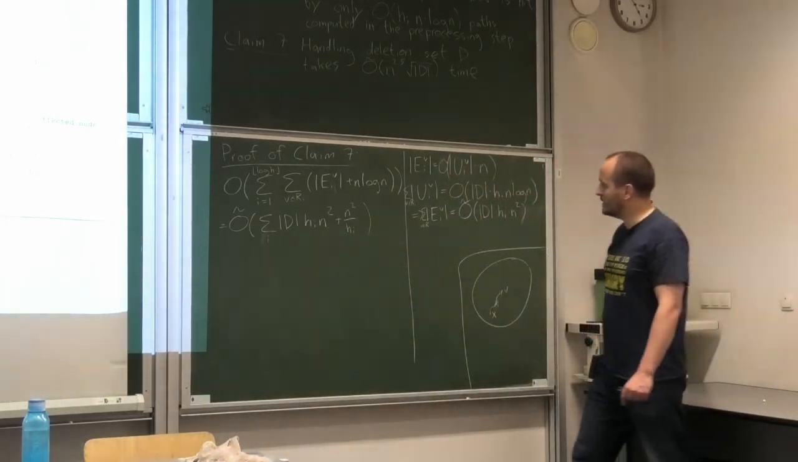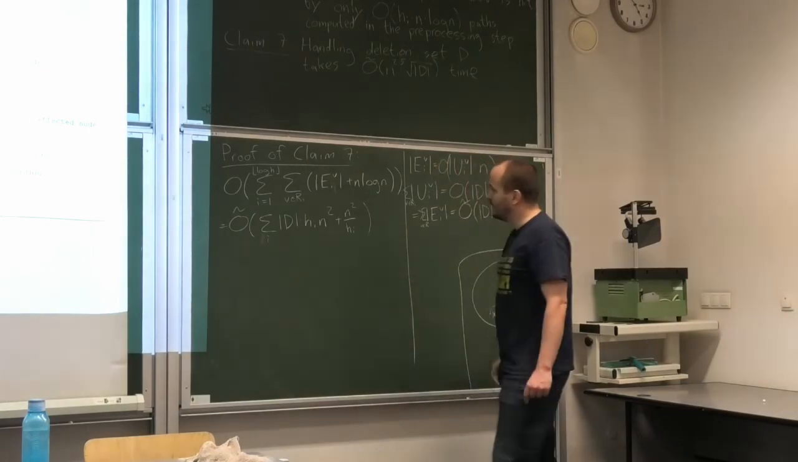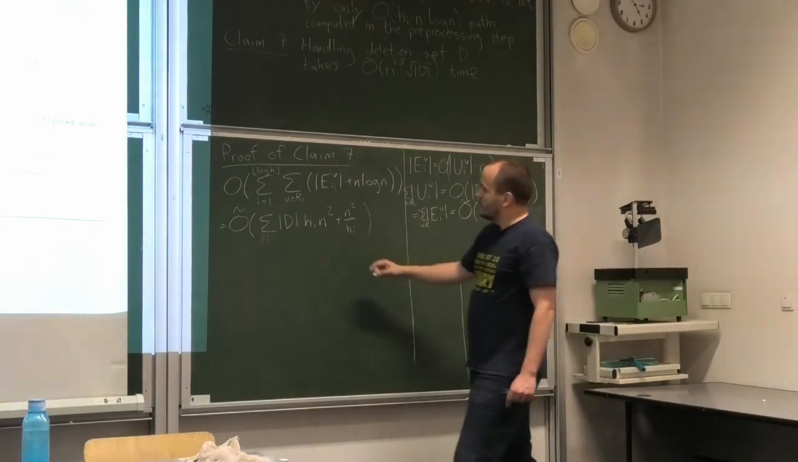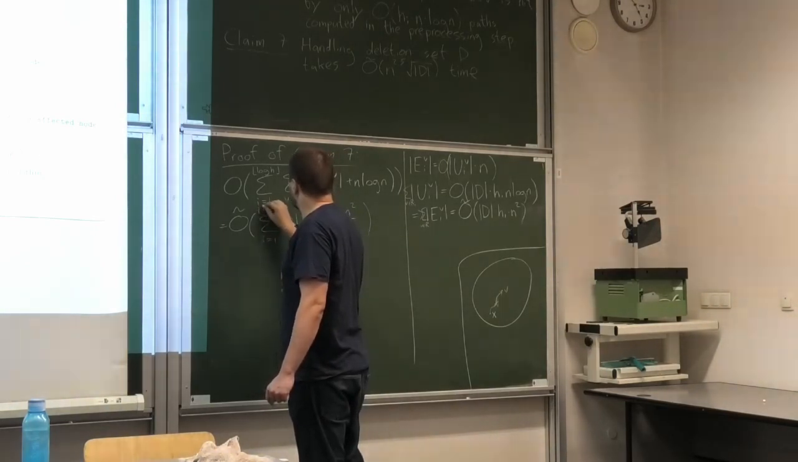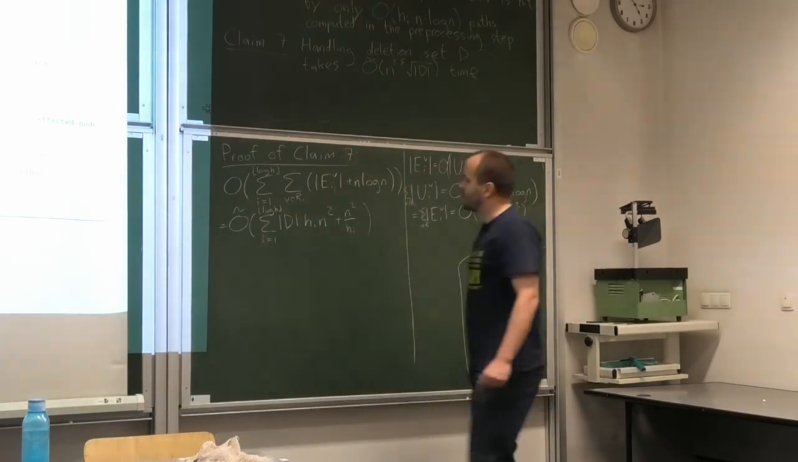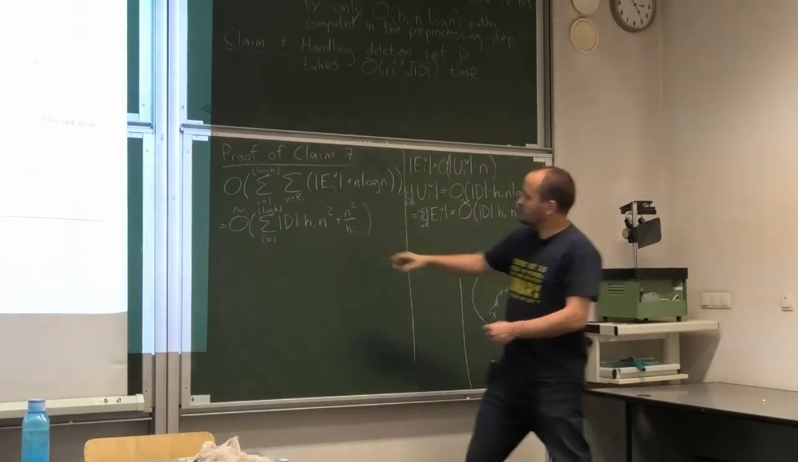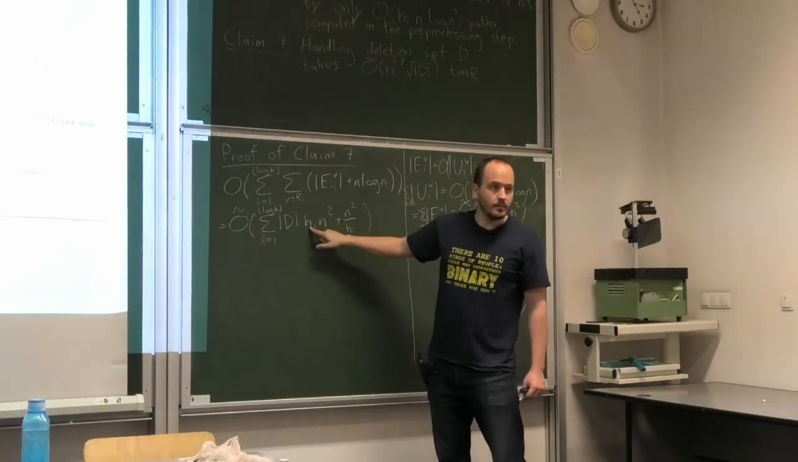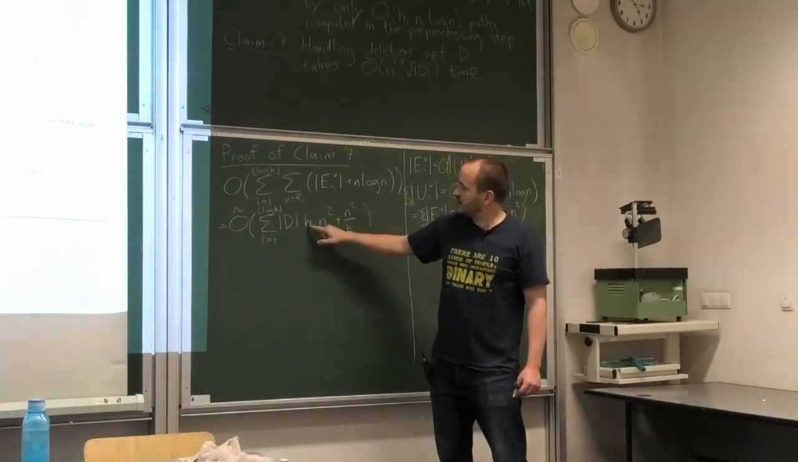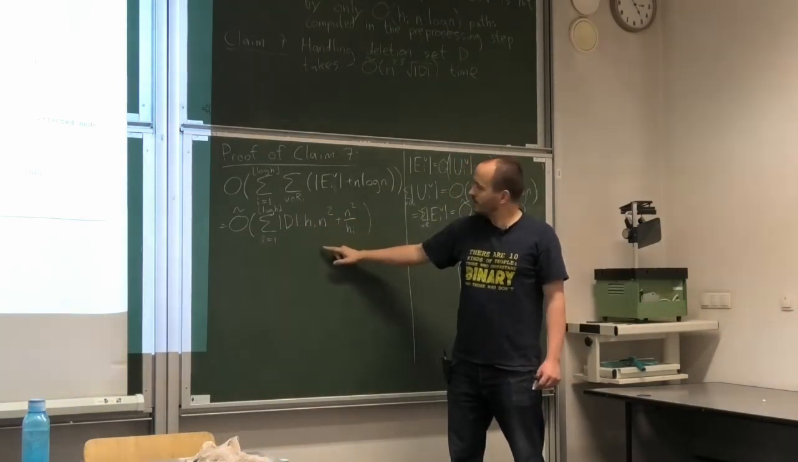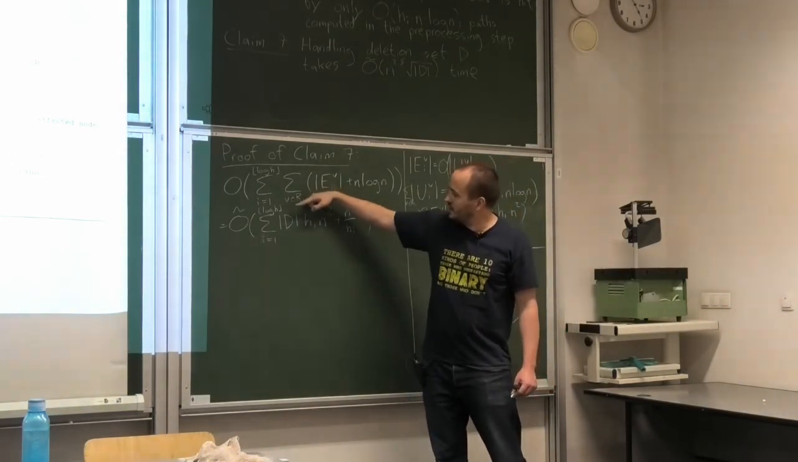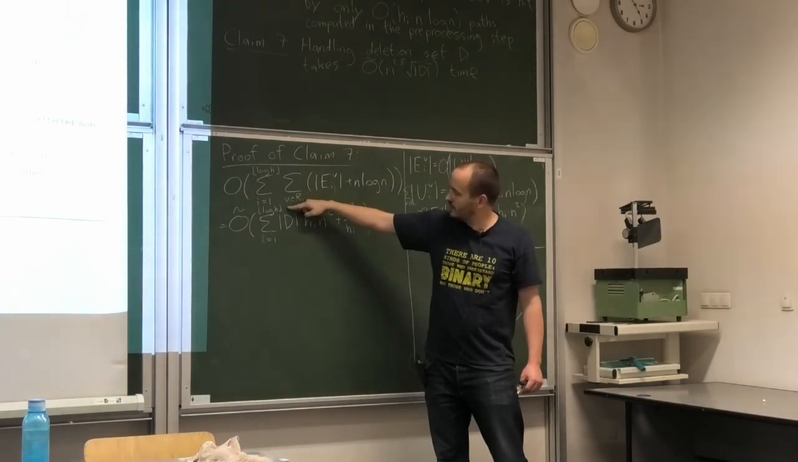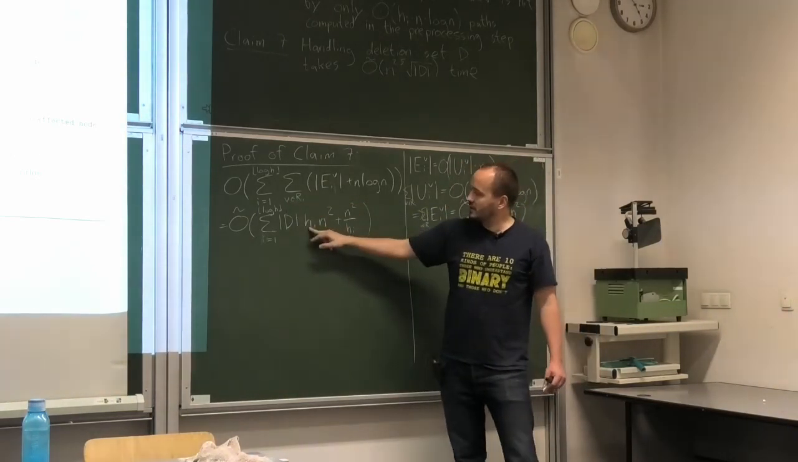Hope this is correct now, so let's try to calculate. Maybe I should actually add what we sum over here. So I going from 1 to log h. This is basically 2 to the i. Remember that, right? So this is a geometric sum, this term here. What is the biggest term? That's when i is equal to floor of log h. So you just get h here.